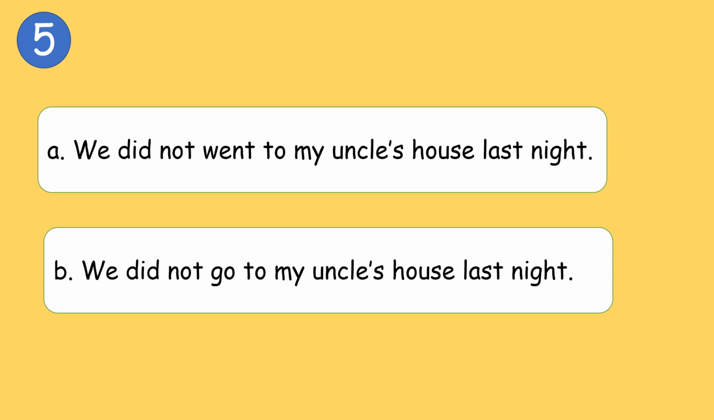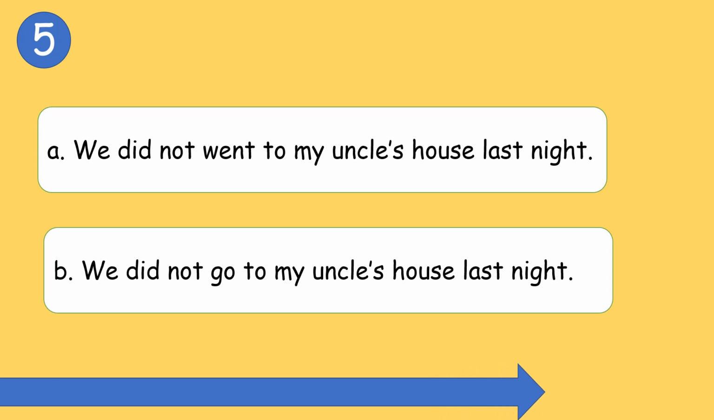And number 5, choose the correct sentence. A. We did not went to my uncle's house last night. And letter B. We did not go to my uncle's house last night. Is it A or B? The correct sentence is letter B. We did not go to my uncle's house last night.